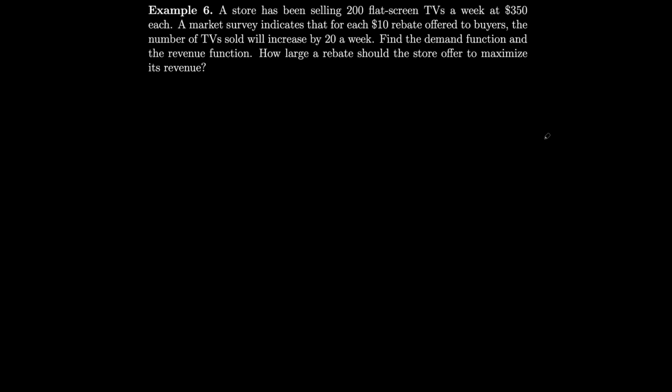So say a store has been selling 200 flat-screen TVs a week at $350 each. A market survey indicates that for each $10 rebate offered to buyers, the number of TVs sold will increase by 20 a week. Let's find the demand function and the revenue function and see how large a rebate the store should offer to maximize its revenue. So how about we let X be the number of TVs that are sold per week.